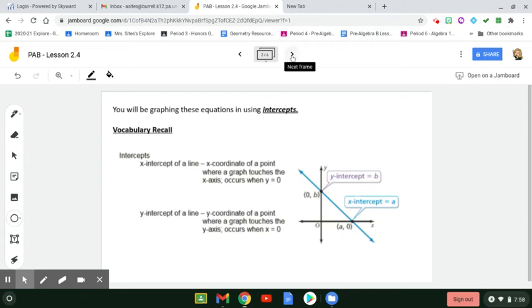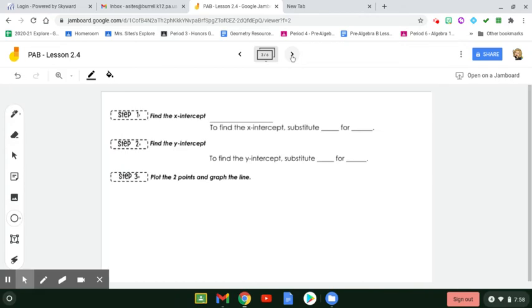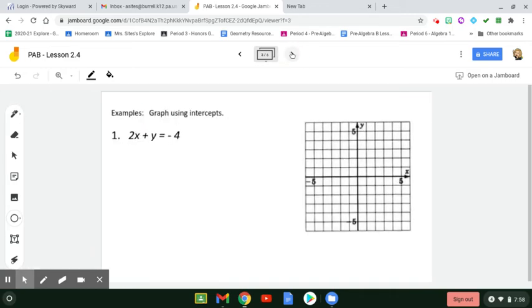So we're going to be graphing 2 points whenever we graph intercepts. There are 3 steps whenever we are graphing using intercepts. The first step is to find the x-intercept. We are going to substitute in a 0 in for y. The second step is we have to find the y-intercept. To find the y-intercept, we're going to substitute a 0 in for x. We're going to take those 2 points that we find, and then we are going to simply graph the line. So here's how we're going to do that.